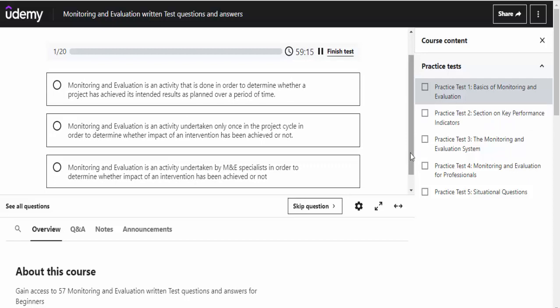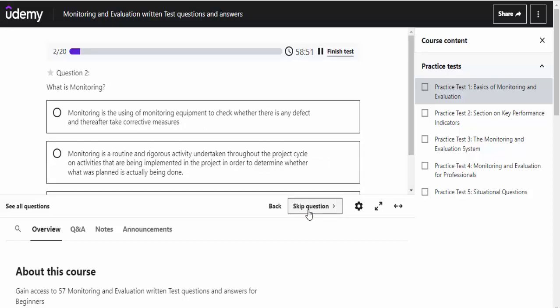So already I know the answer to this question. The best is A. These other two are not totally correct because we all know that M&E is not just undertaken once in the project cycle. No, it's throughout the project, and then it's not just done by M&E specialists. So the best answer is the first. So you go to the next one.